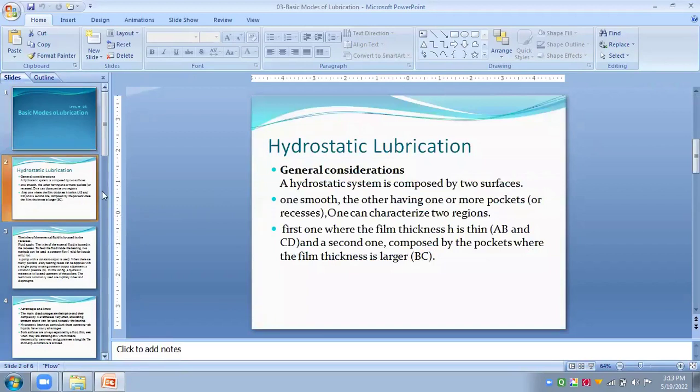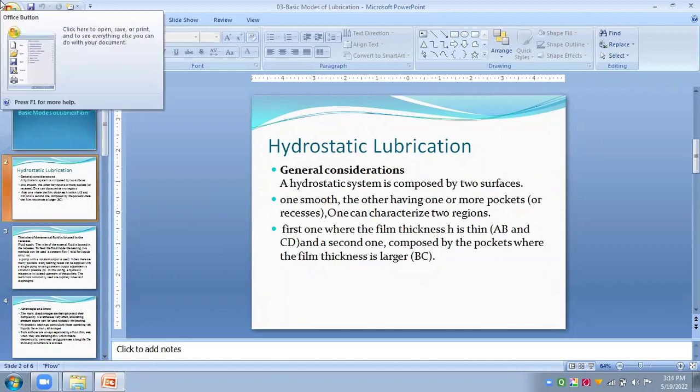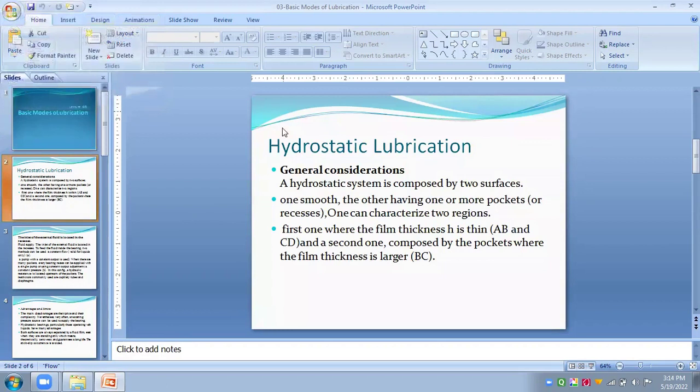So here our first type is hydrostatic lubrication. In this lubrication, hydrostatic means, as the name implies, we require an external source such as a pump or pumping device to pump the oil from the reservoir to the system. So in this system we require external pumps for this lubrication.